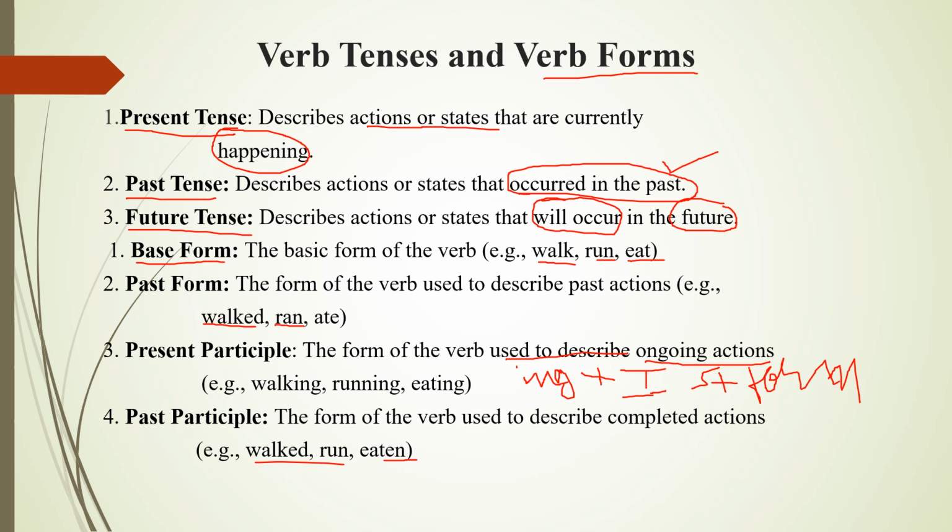Then we have the past form of the verb. The past form of the verb denotes the past actions, like we say walked, talked, ran, etc.